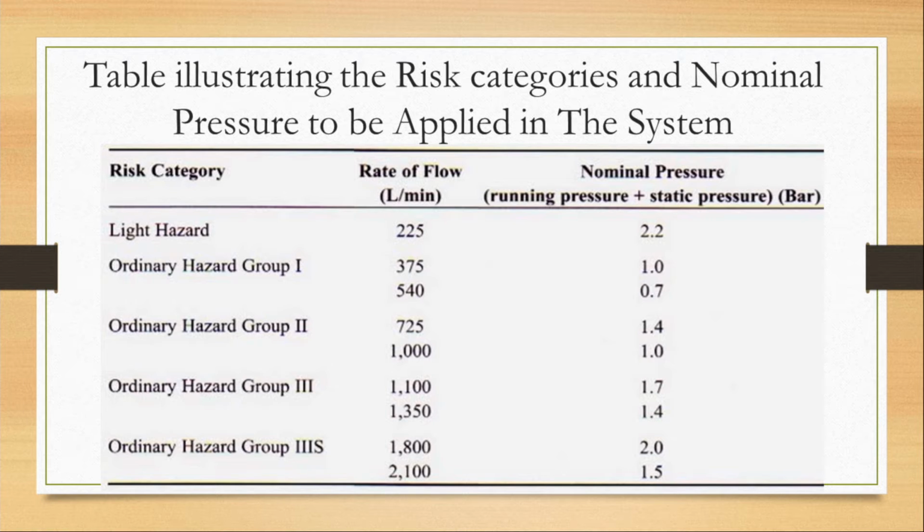You also have ordinary hazard group 3. This risk category involves a flow rate of 1,100 liters per minute, and another of 1,350. Those correspond to normal pressures of 1.7 bar and 1.4 bar respectively. And we also have another risk category, ordinary hazard group 3S, involving a flow rate of 1,800, which corresponds to 2 bars of normal pressure, and another flow rate of 2,100, which has a normal pressure of 1.5 bar.